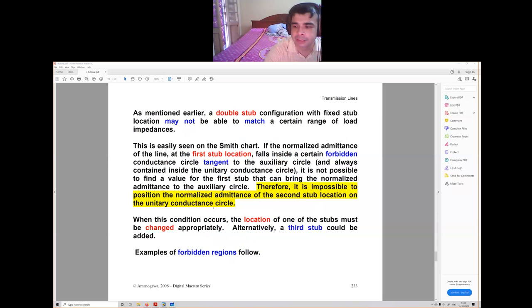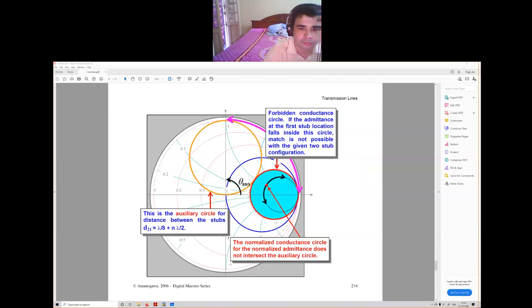Now we had said that the disadvantage of the double stub matching is that it cannot be used to match every possible value of load admittance. Okay, why? See here. What happens if the value of admittance is inside the blue area? The value of all admittances which are in the sky blue area cannot be matched using double stub matching.